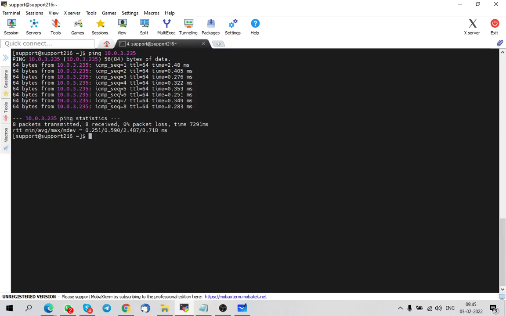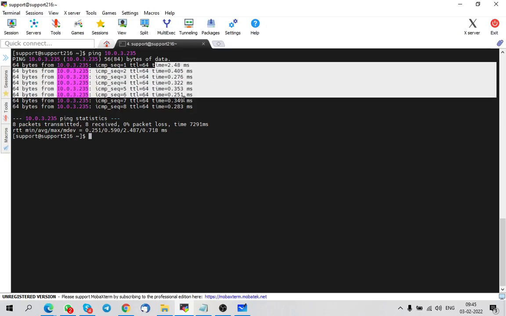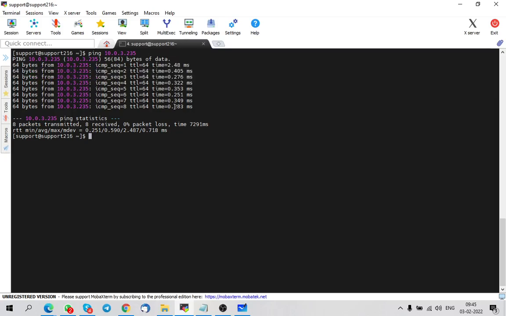That means it will just send the packet, wait for the response, and see how much time it is taking for that round trip time. So how much time it is taking to reach there and come back. So this is the way we can see the reachability.